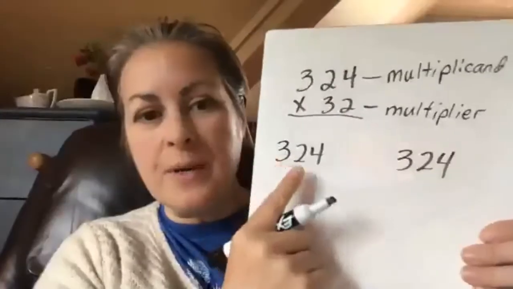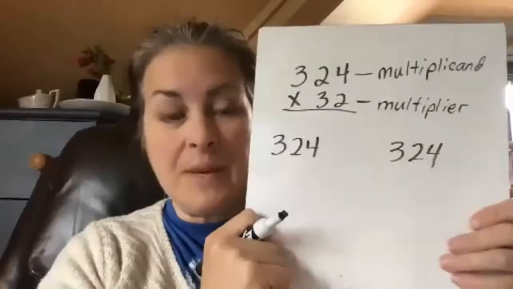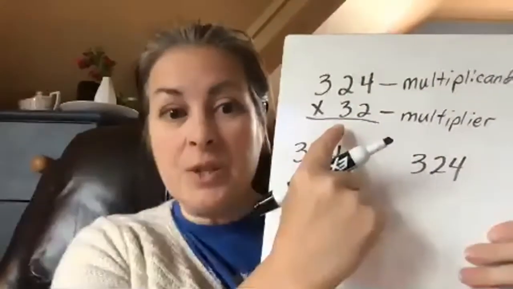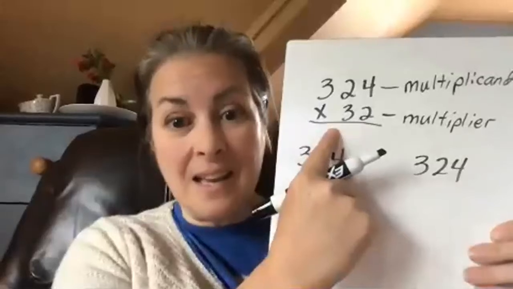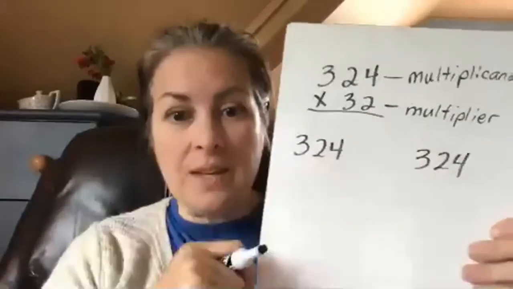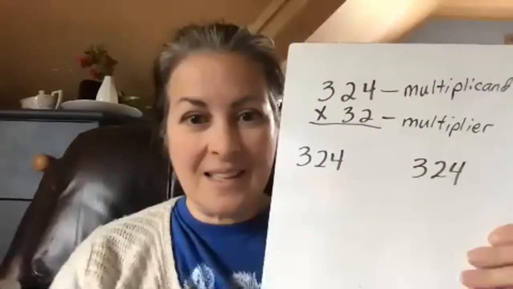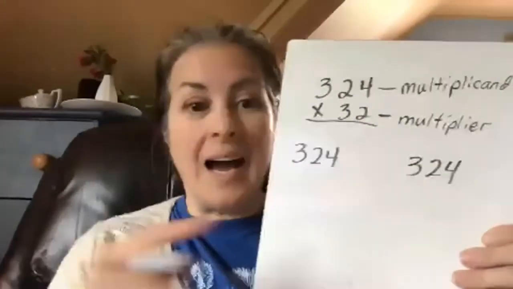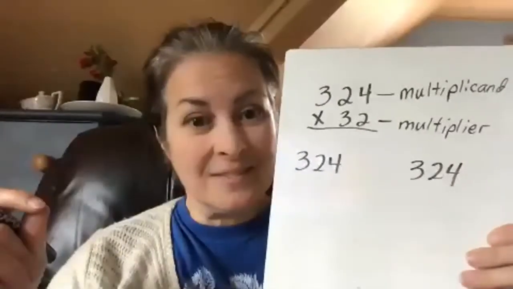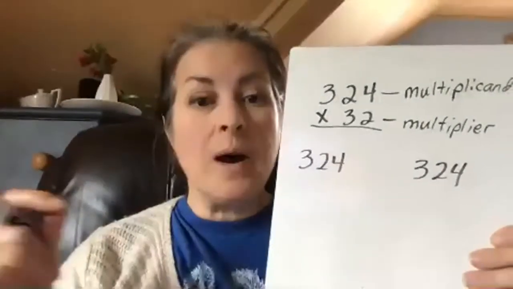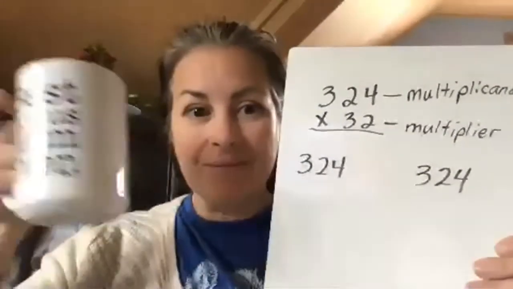Okay, notice I wrote 324 2 different times. Do you see that? It's because when we multiply by 2 digits, we're multiplying by the unit and by the tens. So what's our unit in this problem? Just 4. What's our unit number in our multiplier? 2. What is our tens in our multiplier? 3.